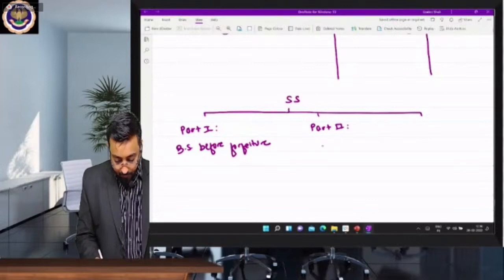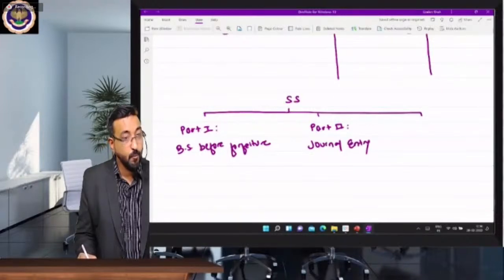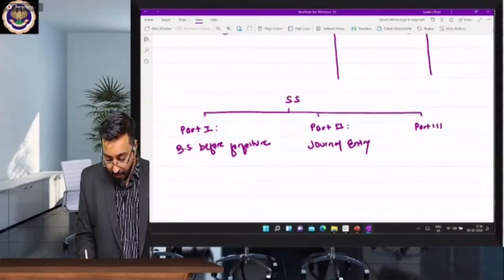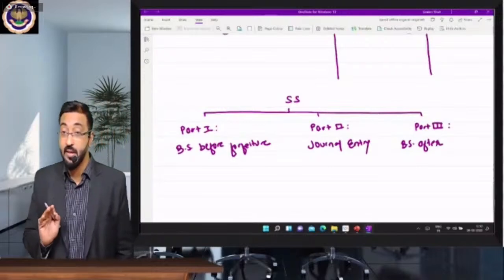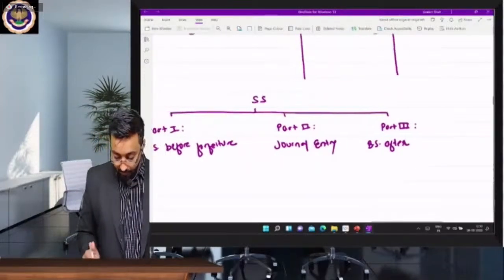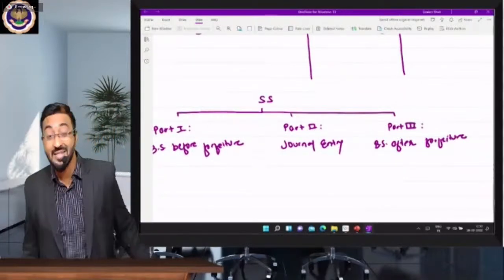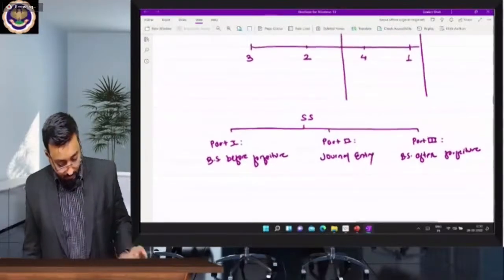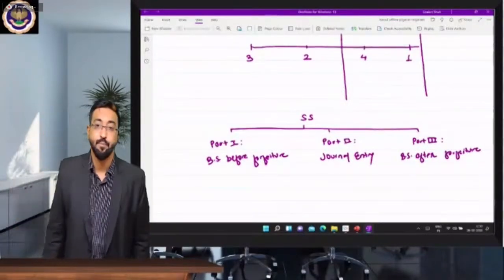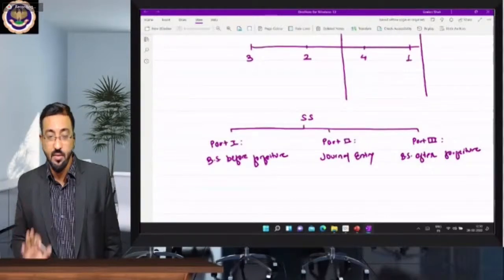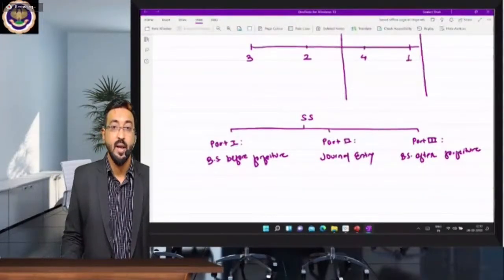Part 2, journal entry for forfeiture. And part 3, balance sheet after forfeiture. Now please focus for the next 30 minutes. Very, very important points, and I am going to ask you many cases based on this concept. Let's see how many of you can understand it in the first instance. Have patience till the last minute. Understand this concept: balance sheet before forfeiture, journal entry, and balance sheet after forfeiture.